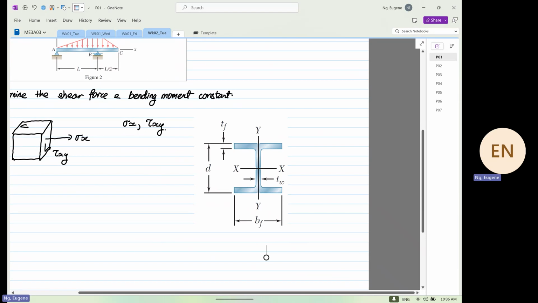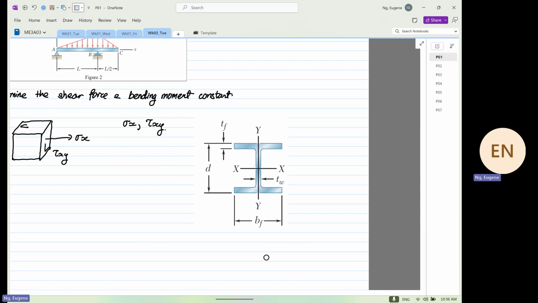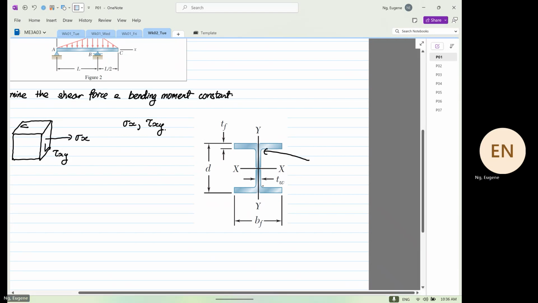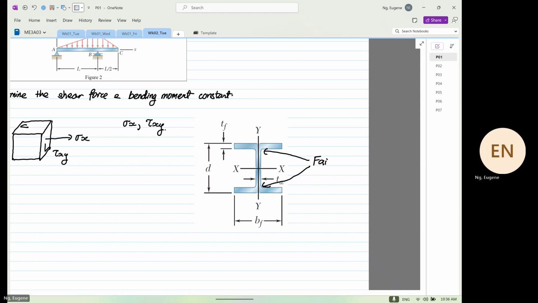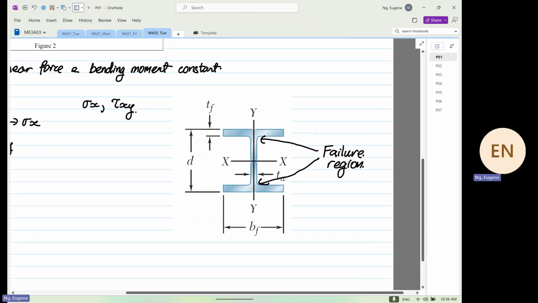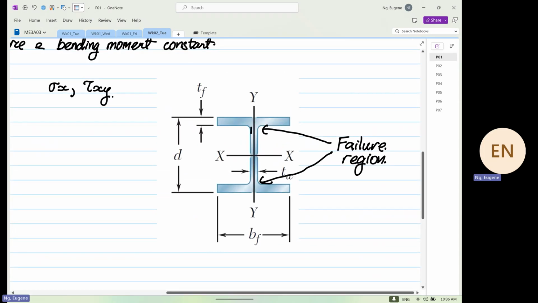And some of you will ask me, Eugene, where is the element? So we know the element that we want to position is at the failure region. This element you see over there, I'm going to zoom in. This element is positioned over here. That is the position of the element.